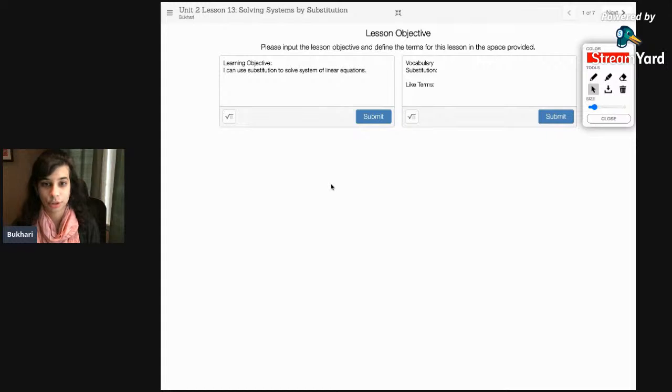Vocabulary: what does substitution mean? Especially think about the method itself. And like terms. Combining like terms is something you should have been doing before you came to this class, but I just want to remind you what like terms represent and how to combine them. So those are two of our vocab words today.